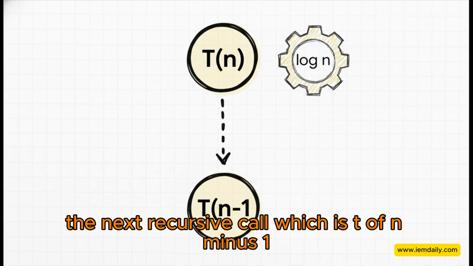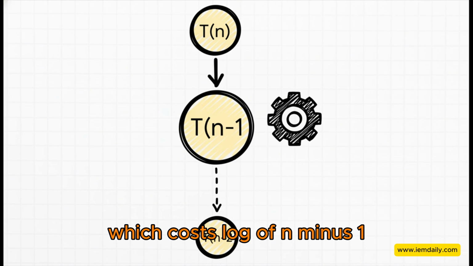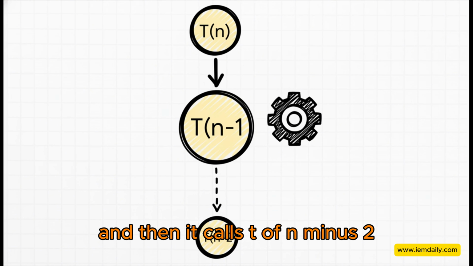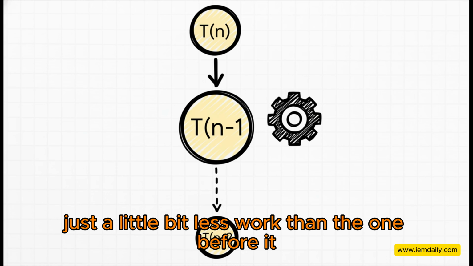Now we follow that branch down one level. The call to T of n-1 does its own bit of work, which costs log of n-1, and then it calls T of n-2. You can already see the pattern forming here, right? Each level of the tree is doing just a little bit less work than the one before it. And this chain just keeps on going, from n-2 to n-3, and so on, all the way down the line until we finally hit our stopping point, the base case, T of 0. What we've really built here is a long, skinny tree that's basically just a single branch with n different levels.